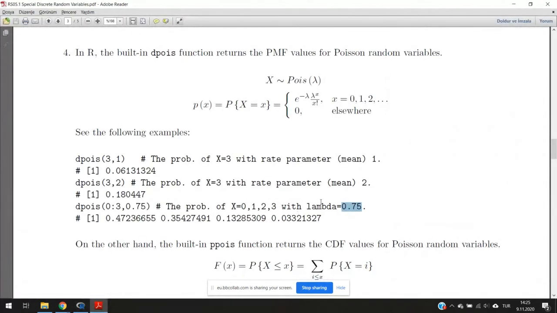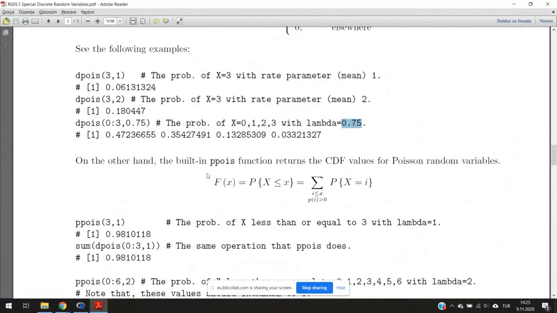There is also a cumulative distribution function defined for the Poisson random variable, and that is P Poisson. You see, in the binomial case, the probability mass function and the cumulative distribution function were respectively D binom and P binom. For the Poisson random variable, we have D Poisson and P Poisson. Let's say we are interested in calculating the probability of a Poisson random variable being less than or equal to 3 when the lambda parameter is equal to 1.